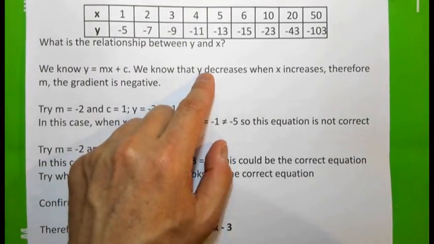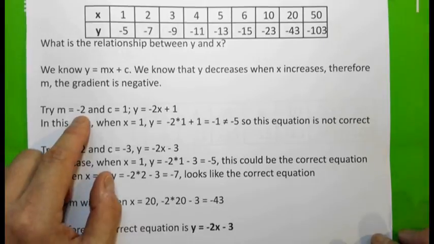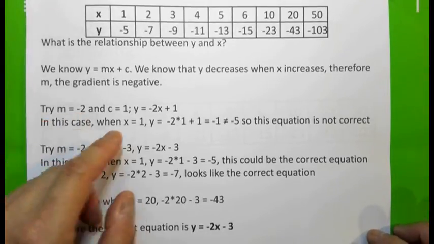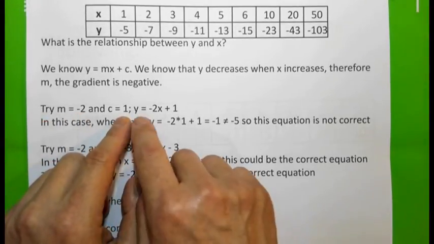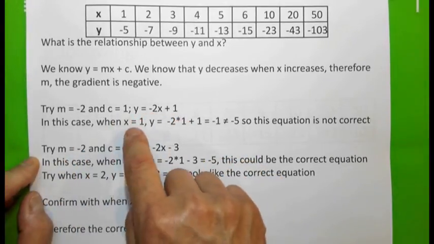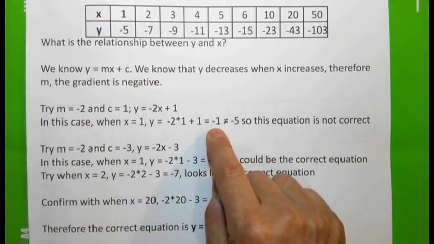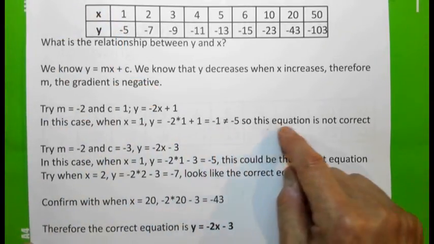We know that in this case, y decreases when x increases. Therefore, m, the gradient, is negative. Once we know that m is negative, we try m equals minus 2 and c equals 1. Y equals minus 2x plus 1. In this case, when x is substituted into this equation, y is minus 1. So therefore, this equation is not correct.